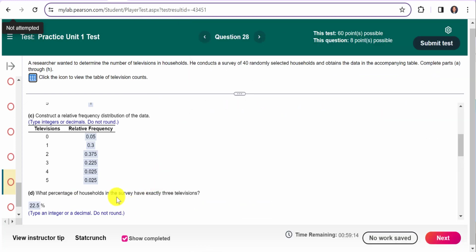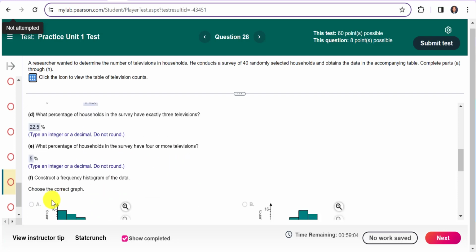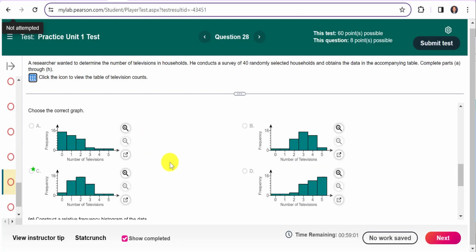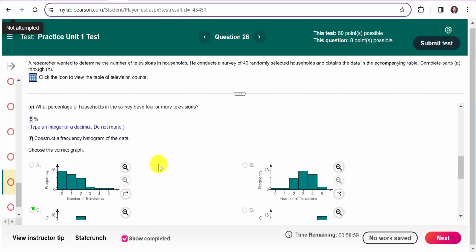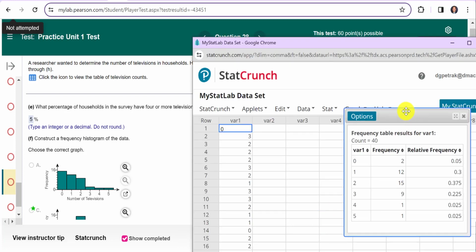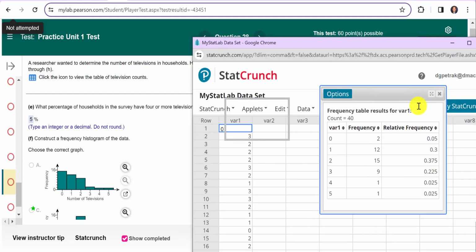What percentage of the households in the survey have exactly 3 televisions? Oh, it's right there, 22.5%. But yeah, cumulative relative frequency means it just adds all the previous as we go. And oh, there's a graph here too. Construct a frequency histogram. So we could go back to StatCrunch here and look at it, but we could actually just make it a histogram too.